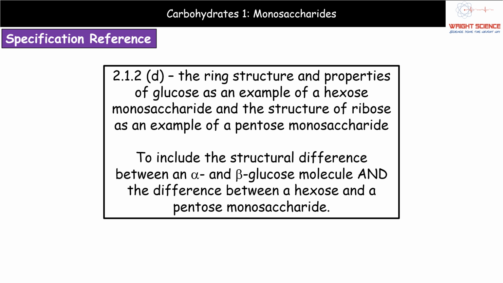of glucose as an example of a hexose monosaccharide, and the structure of ribose as an example of a pentose monosaccharide. And do note you need to know the structural difference between alpha and beta glucose and the difference between a hexose and a pentose monosaccharide.